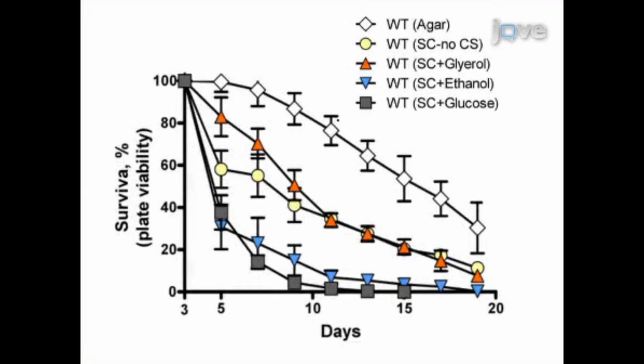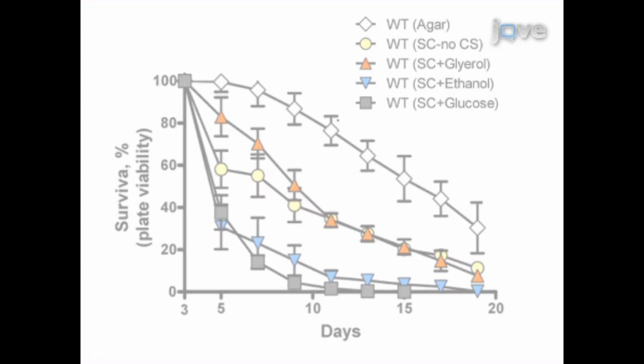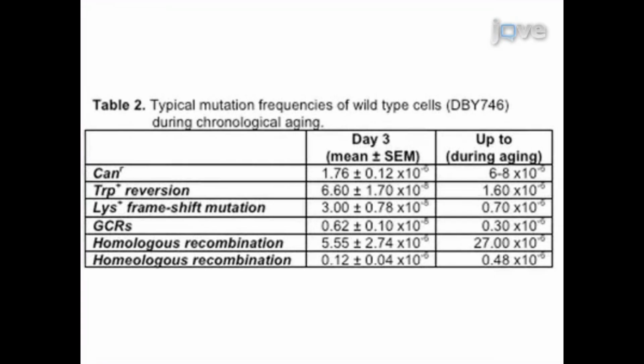Chronological survival in the presence of various carbon sources using the in situ viability assay is shown in this next graph. Day 1 SDC wild-type cultures were diluted and plated onto SC-trp dropout plates with no carbon source, SC-trp dropout plates supplemented with glucose, ethanol, or glycerol, or agar plates. Plates were incubated at 30 degrees Celsius. Every 2 days, 1 plate was retrieved from each set and appropriate nutrients were added to allow growth and colony formation.